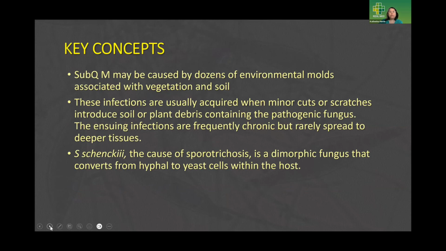Your key concepts for subcutaneous mycosis are: subcutaneous mycosis may be caused by dozens of environmental molds associated with vegetation and soil. These infections are usually acquired when minor cuts or scratches introduce soil or plant debris containing the pathogenic fungus. The ensuing infections are frequently chronic, but rarely spread to deeper tissues. Sporothrix schenckii is a dimorphic fungus that converts from hyphal to yeast cells within the host.